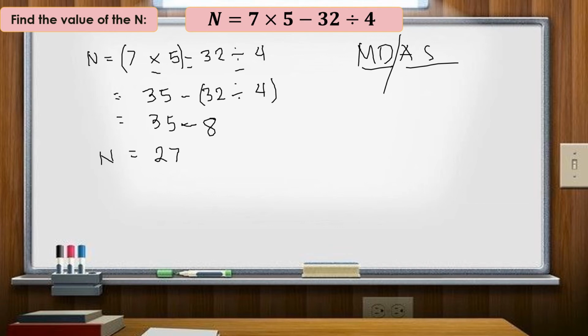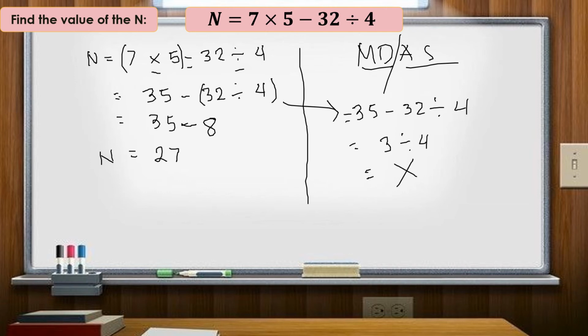Okay? By the way, teacher, what is the misconception? What will happen if we first do 35 minus 32? Look here: 35 minus 32 divided by 4. If you do that first, the misconception here is that you perform 35 minus 32, which becomes 3 divided by 4. Therefore, there is no exact number. That's where we start to make a mistake. So again, the MDAS rule is what we need.